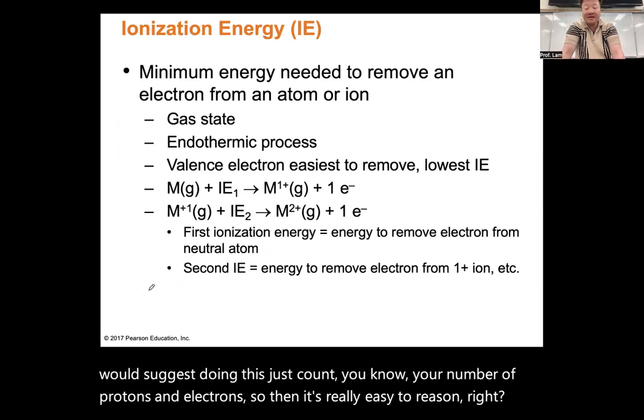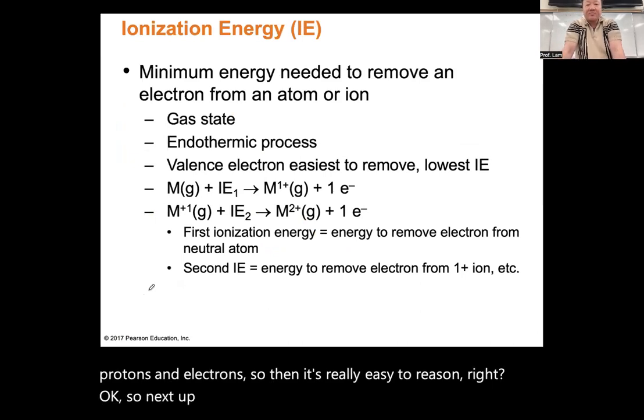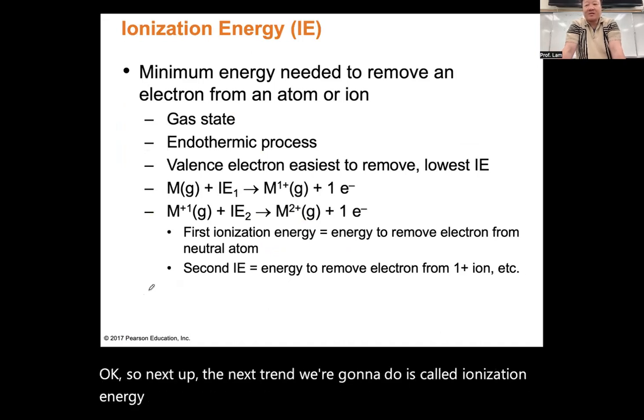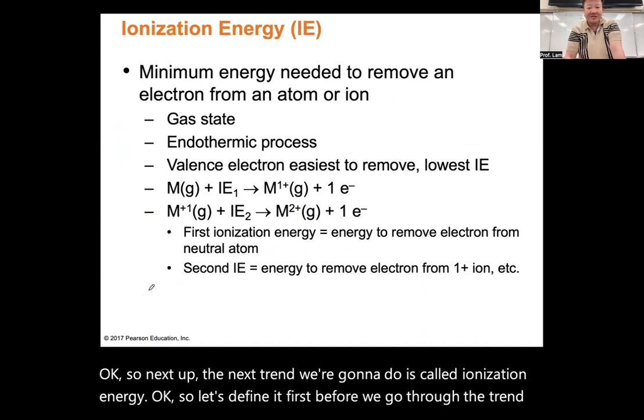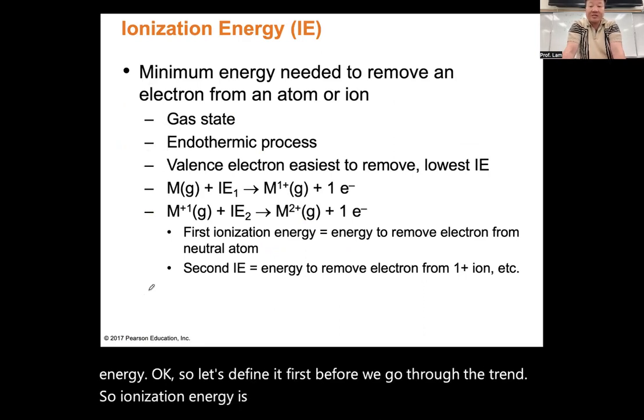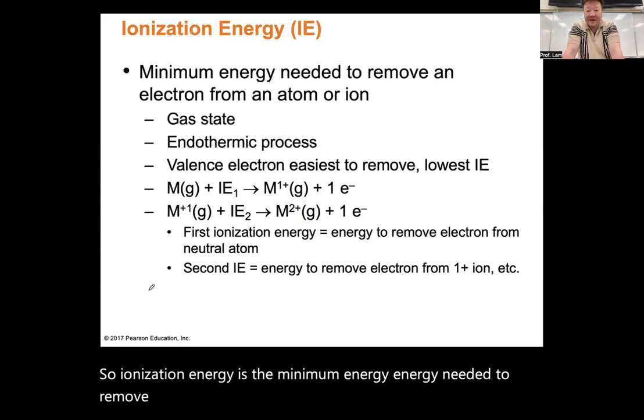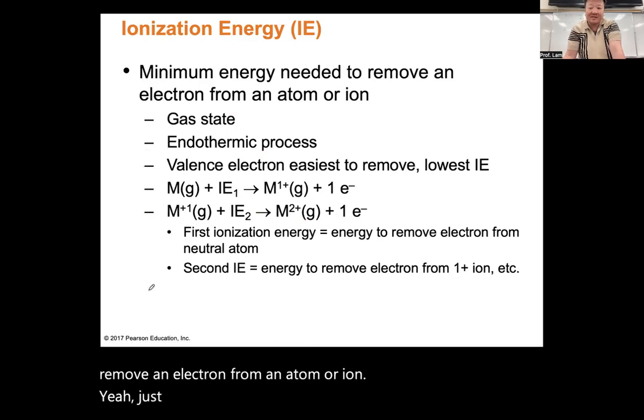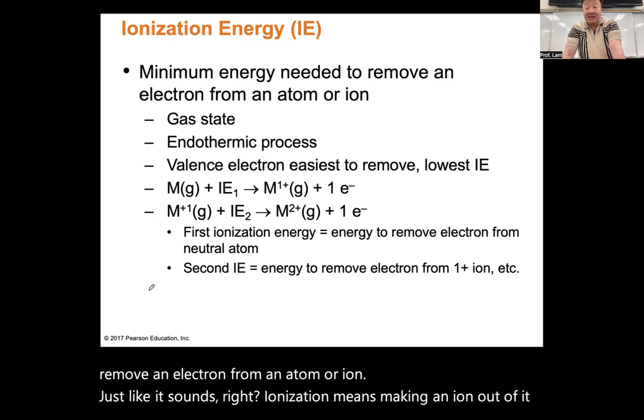Okay, so next up, the next trend we're going to do is called ionization energy. So let's define it first before we go through the trend. Ionization energy is the minimum energy needed to remove an electron from an atom or ion. Just like it sounds, ionization means making an ion out of it, in this case by taking an electron away.